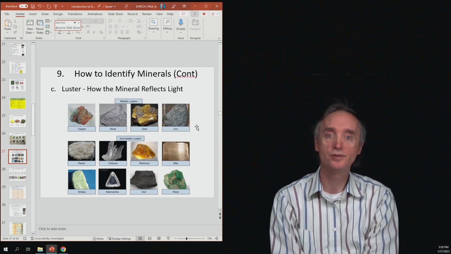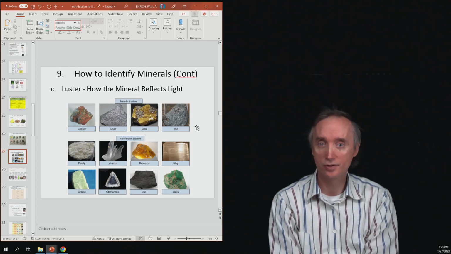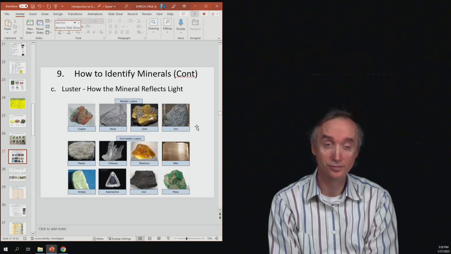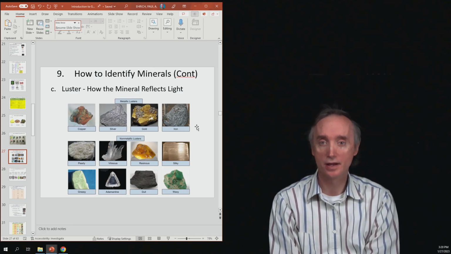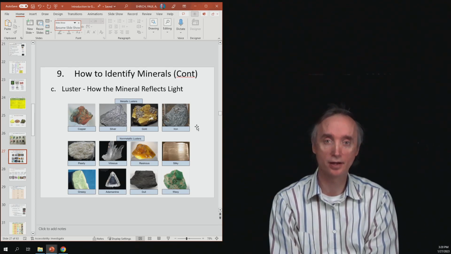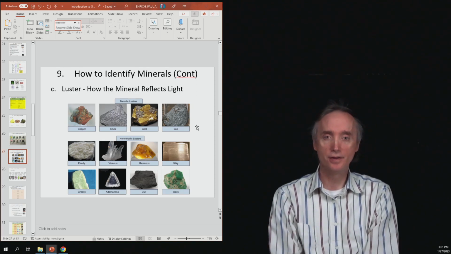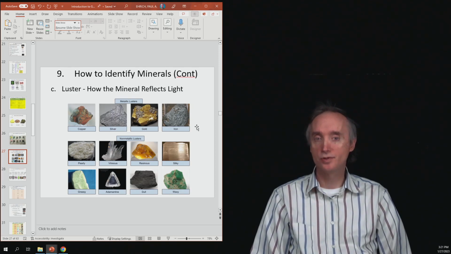Up there at the top you see four different examples of metallic lusters, and you notice that they all look like a metal. So basically all of your minerals that are ores are going to have this kind of luster to them. One is, for example, galena. Galena is very shiny, just like a mirror. And then you've got all of these other non-metallic lusters, which are sometimes useful in identifying a mineral.